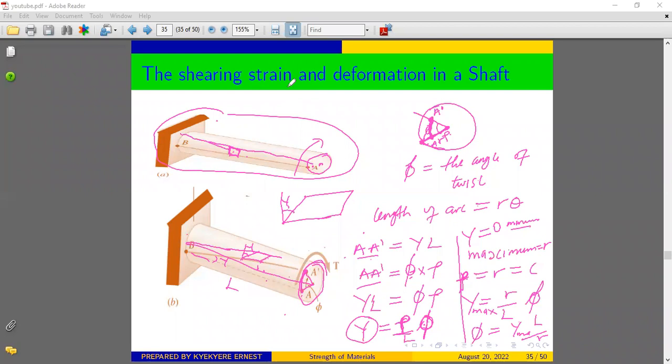We are going to get the angle of twist to be equal to gamma, the shearing strain, times the length over rho. And therefore, since this is the angle of twist and this is the angle of twist, they are the same. So we can equate this and that. Let me clean some sections here so that we can get space for our analysis.